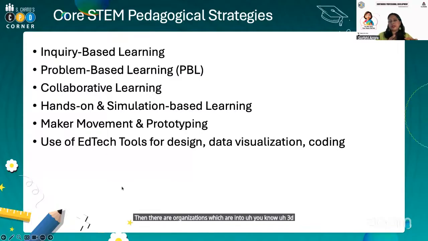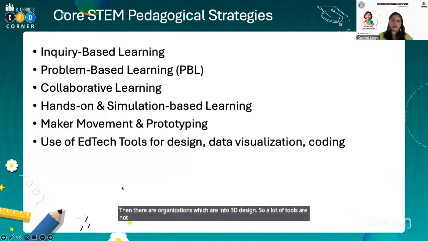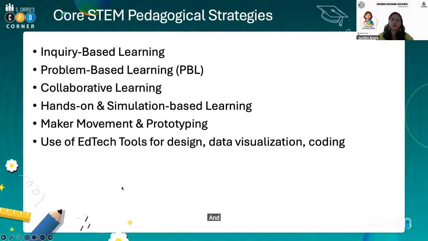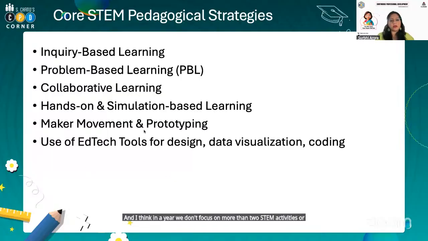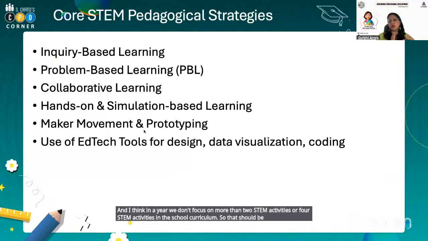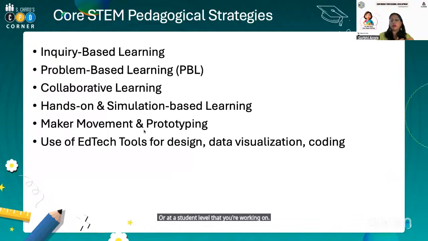So a lot of tools are not free, but they have some version where you can make one or two designs free of cost. And I think in a year we don't focus on more than two or four STEM activities in the school curriculum. So that should be sufficient at a school level or at a student level that you're working on. Then we talk about data visualization.